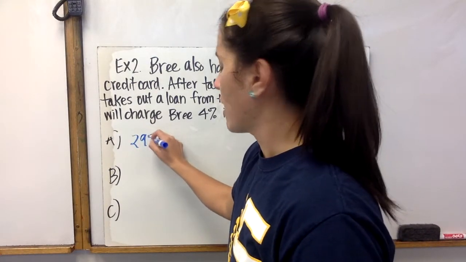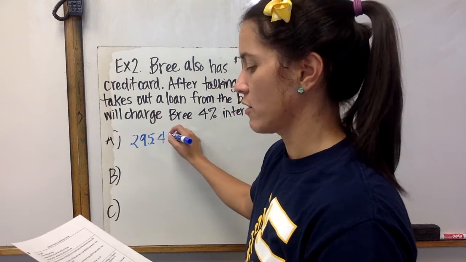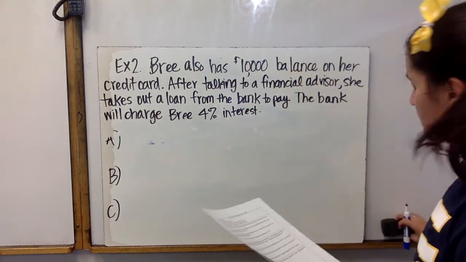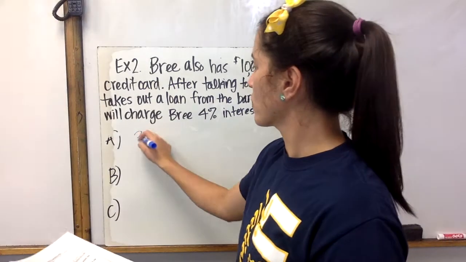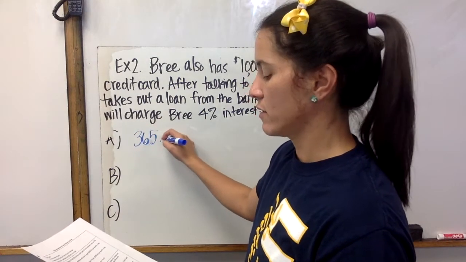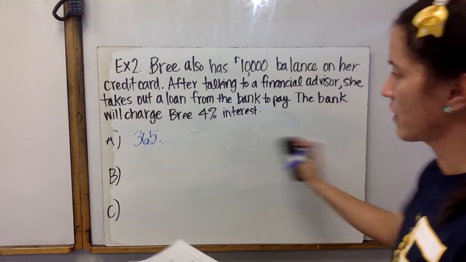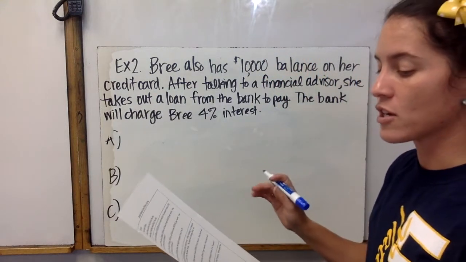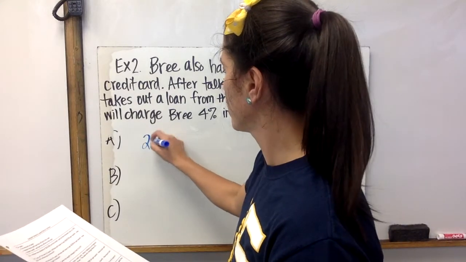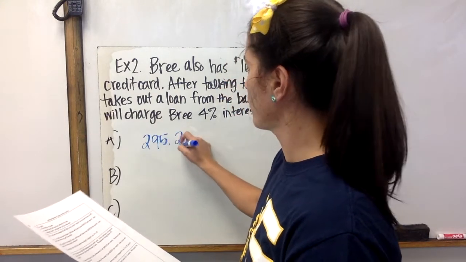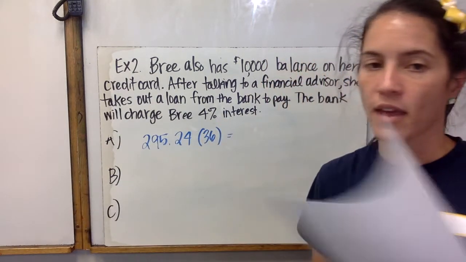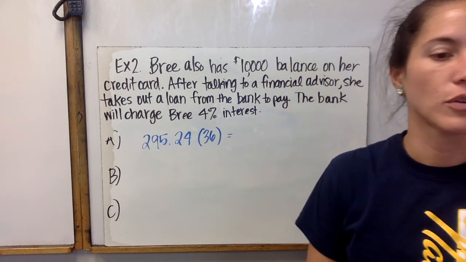$295.41. Oh, no, 3 years. Whoops. I'm getting ahead of myself. I'm doing 5 years. Okay. Sorry, I started reading ahead. Bree, 3 years, $295.24 for 36 months. That's how much she's going to have to pay back total.